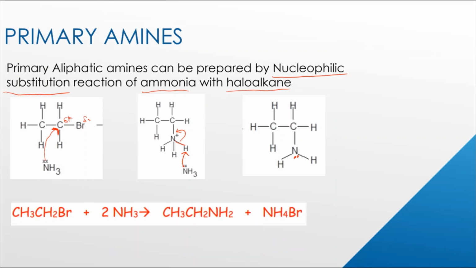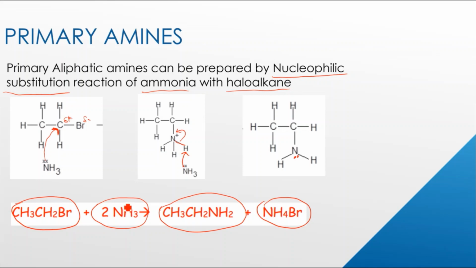So if we were to look at the equation for this, first we start with our haloalkane, in this case bromoethane, and now we add ammonia to this, and we would end up forming an amine as well as ammonium bromide. And to balance this, you would just simply add 2 in front of the NH3.